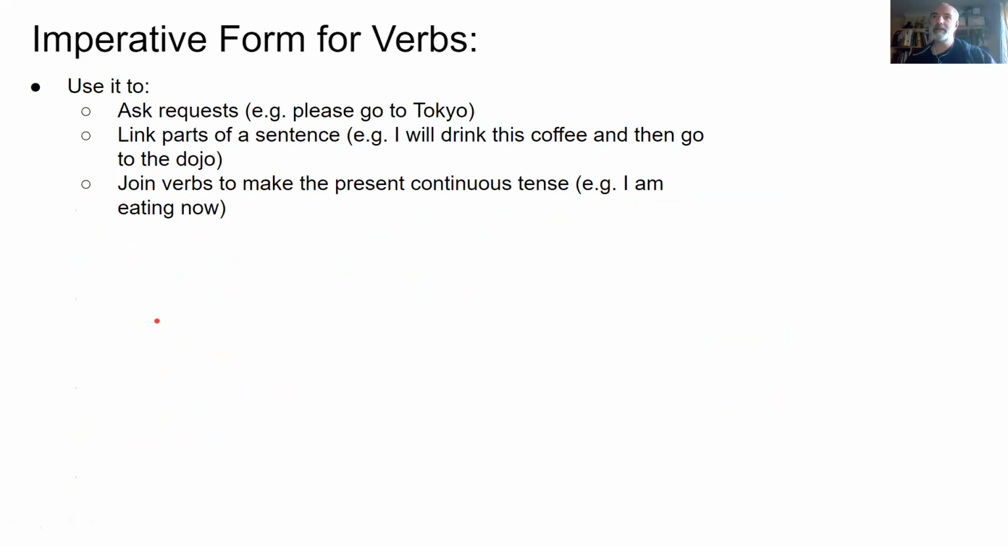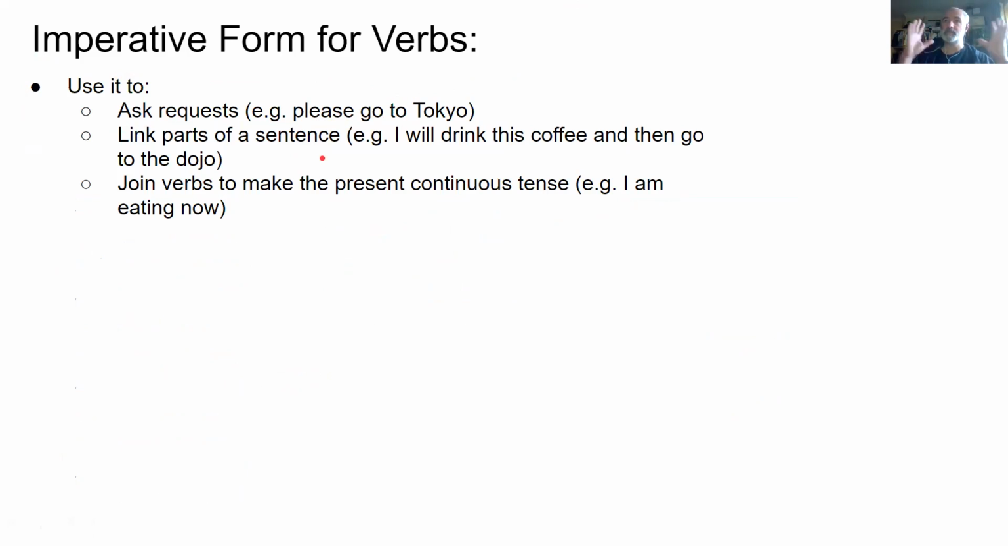Now we will immediately jump into what's called the te form of the verb. This is most often used in the imperative to ask people to do something. So for example, if we ask somebody, please go to Tokyo, then we would use this te form. And it's also very useful for linking parts of a sentence together.